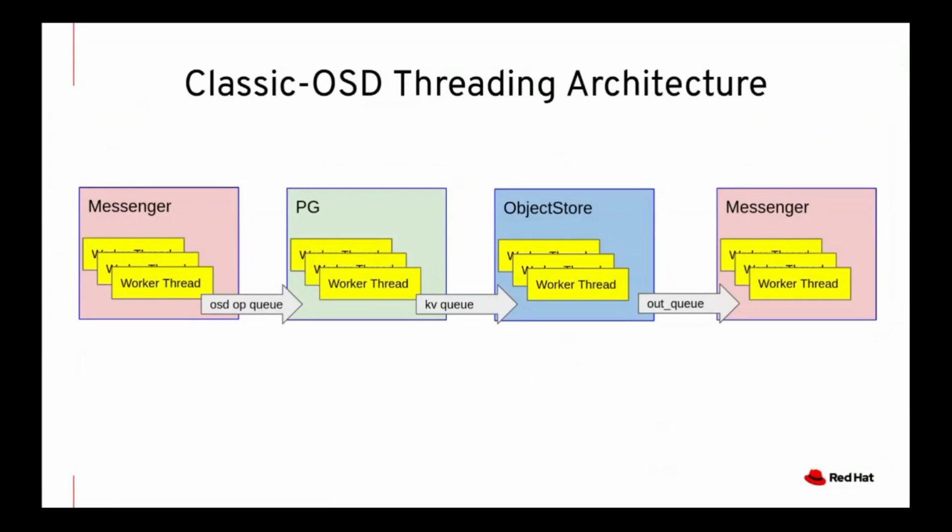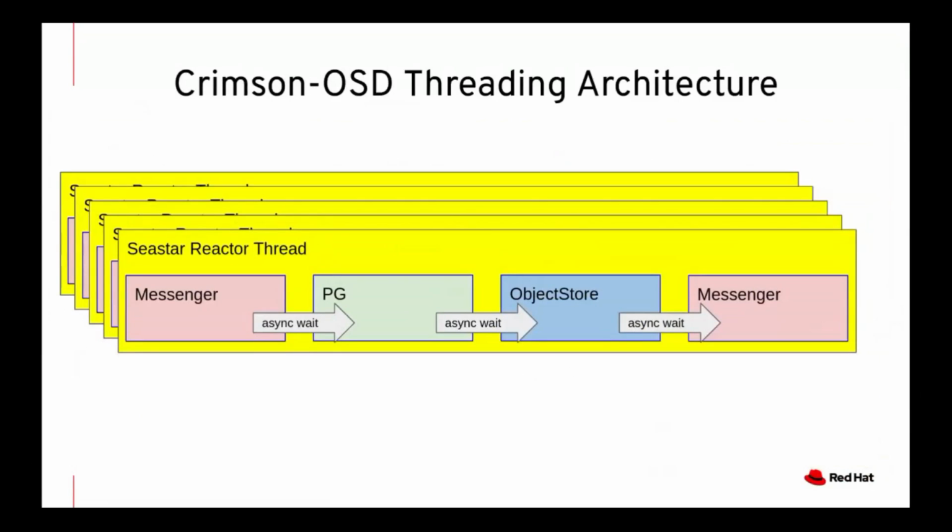By contrast, in Crimson, the goal is to localize all of the parts of this pipeline into each thread. So assuming the message arrived on the right thread, the messenger, the PG, the object store, and the reply back to the messenger could all be handled by the same thread.